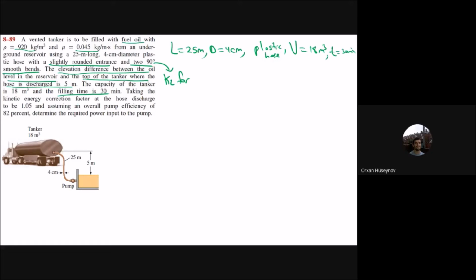Taking the kinetic energy correction factor at the hose discharge to be 1.05. Okay, so I will talk about this one. Assuming an overall pump efficiency of 82%, determine the required power input to the pump. Okay, now let's solve it.